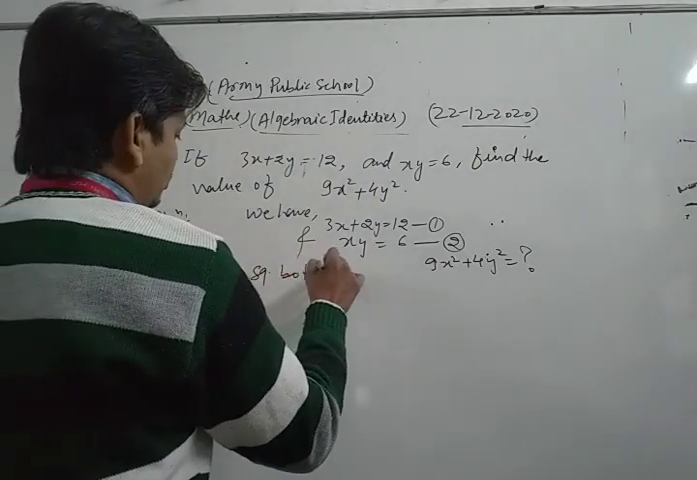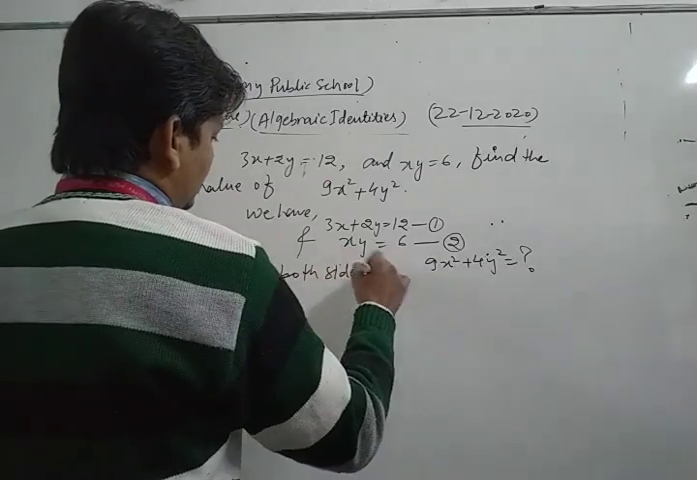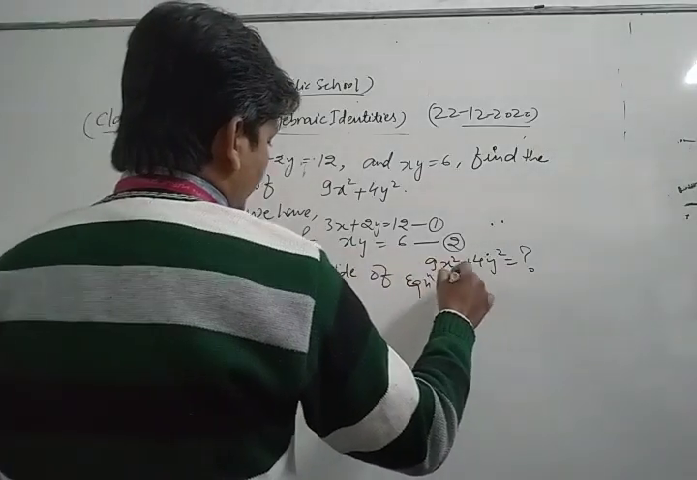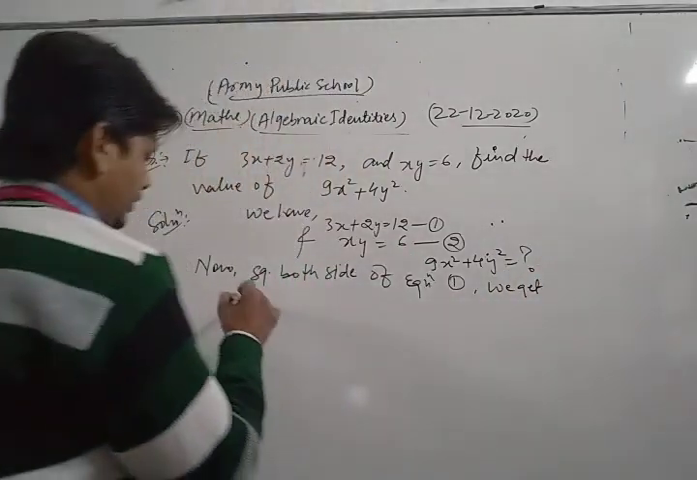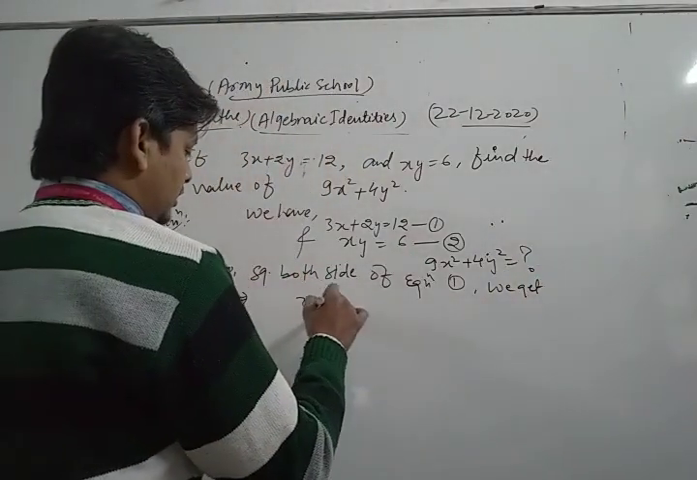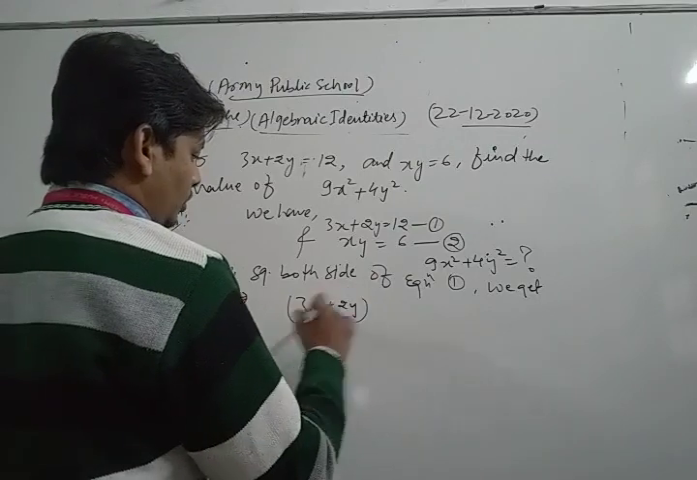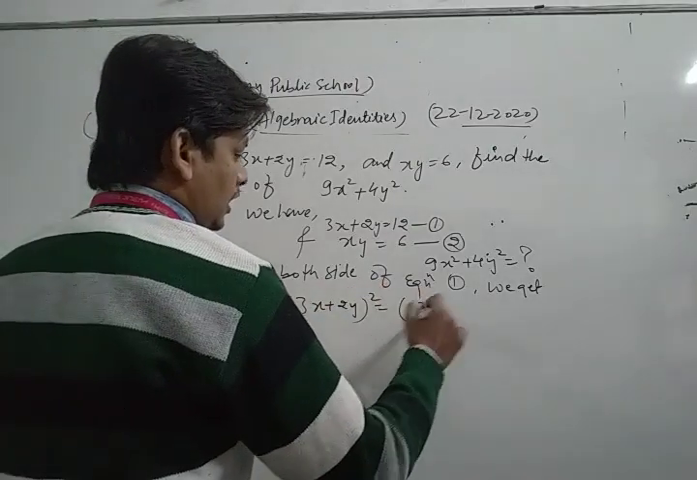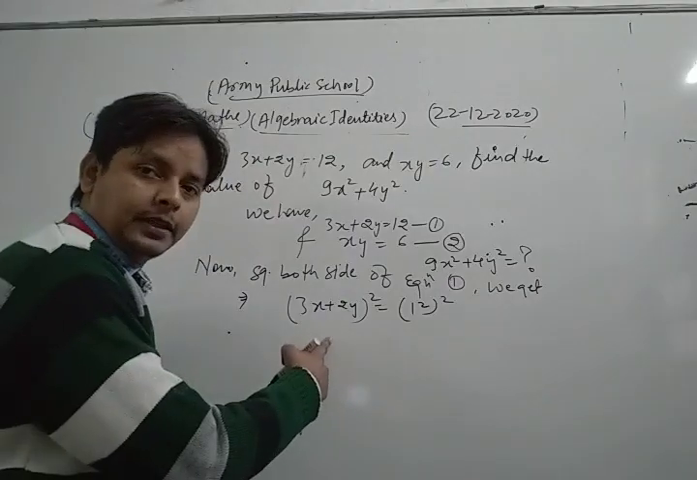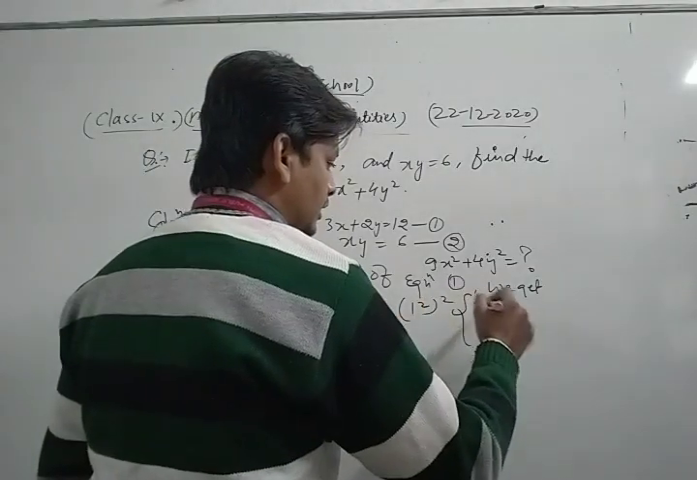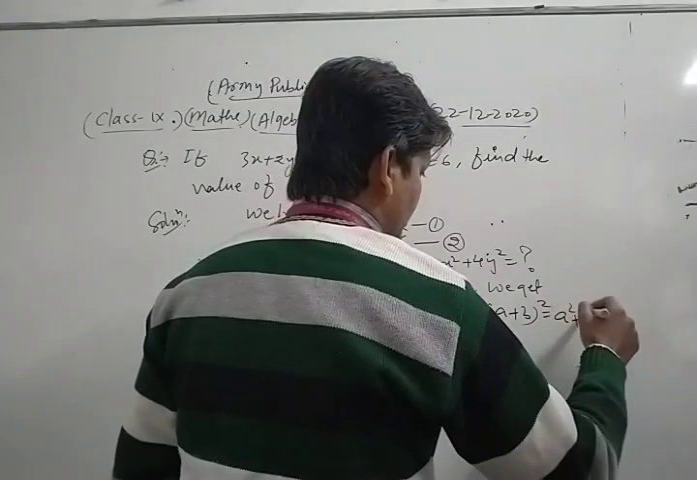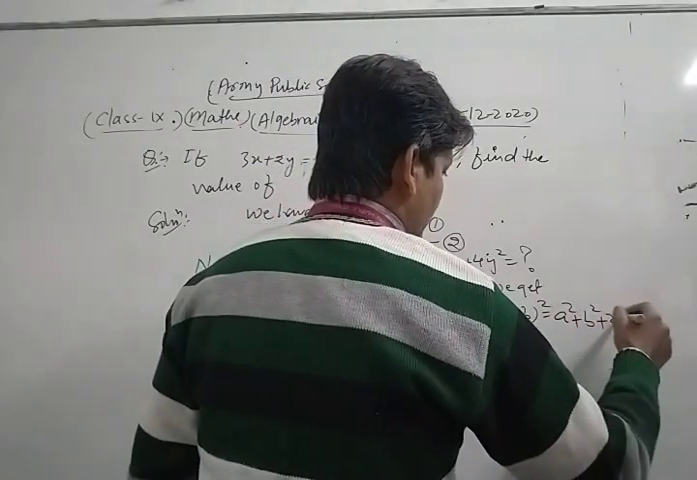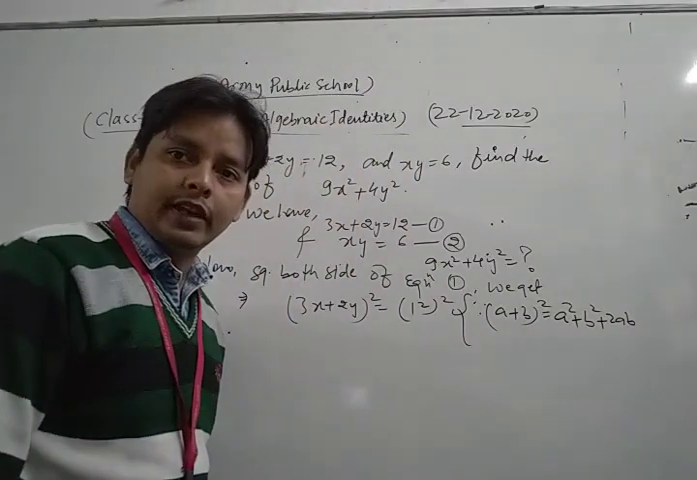Squaring both sides of equation 1, we get (3x plus 2y) whole square is equal to 12 square. Now we expand it. We know the identity that (a plus b) whole square is equal to a square plus b square plus 2ab. We know that very well.